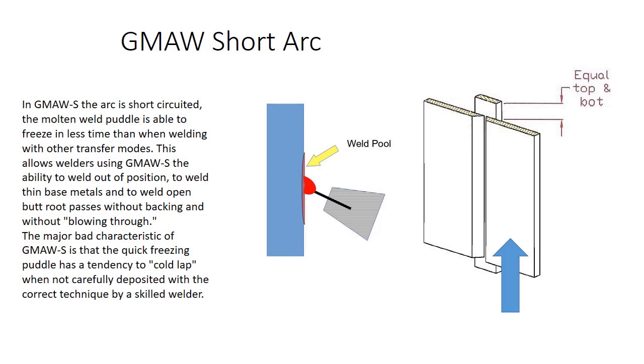So what did I just say there? Well, this puddle freezes so quickly that unless you really know what you're doing and get it to tie in, you can have issues with cold lap and not getting your weld metal completely fused in with the base metal. And that's what we're looking at. But it offers you the ability to weld open roots and uphill. So there are some trade-offs to be made here if and when you're going to utilize this mode of transfer.